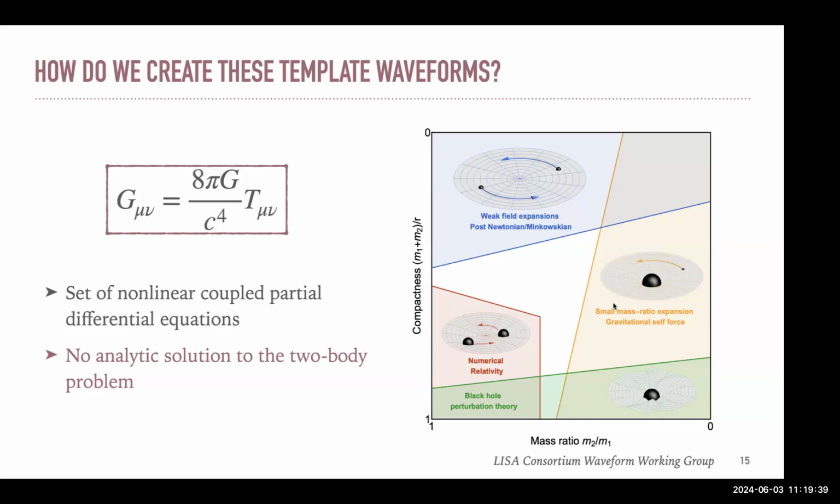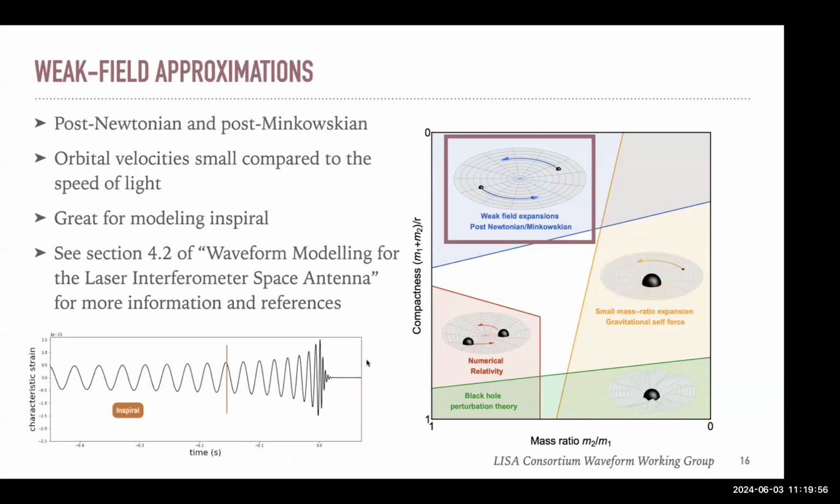So in cases where our black holes are really far apart, that blue region up there, you do weak field expansions, post-Newtonian, post-Minkowskian, and that is where your black holes are moving at much less. Wait, hang on. My next slide goes into this in detail. I just remembered. It's a problem with not practicing. Okay.